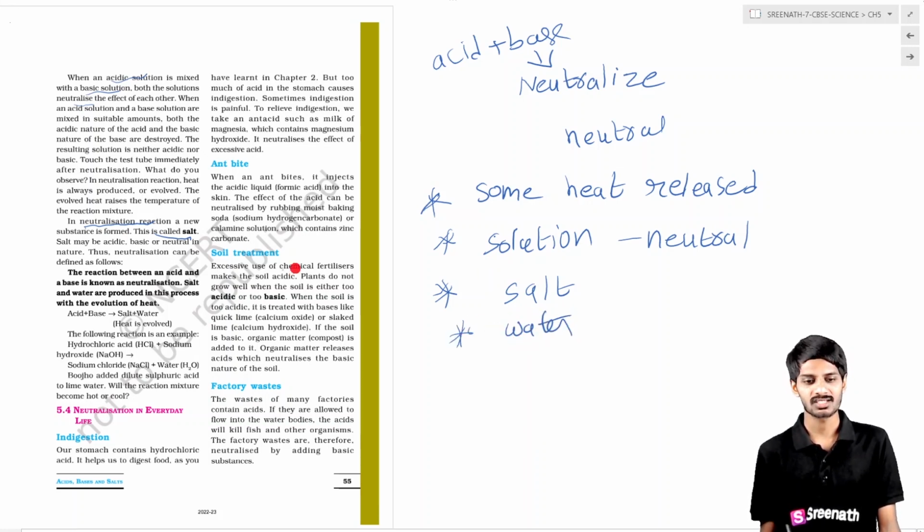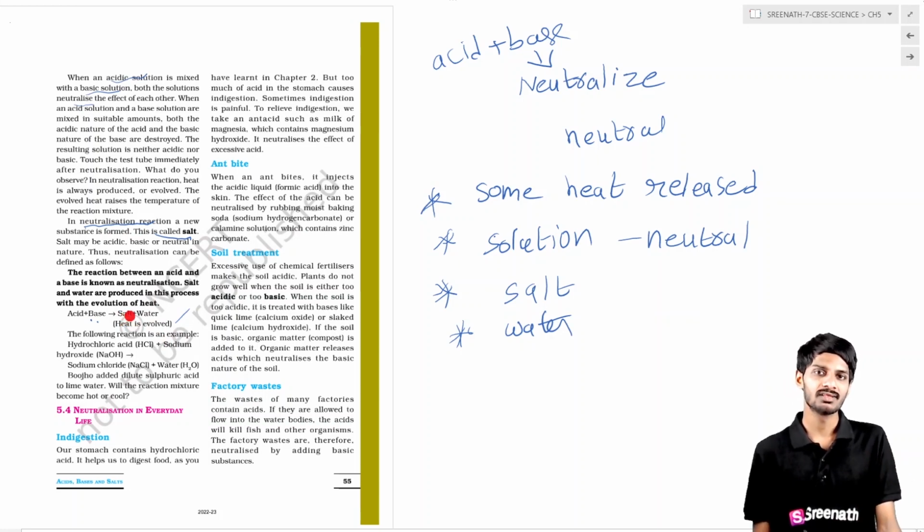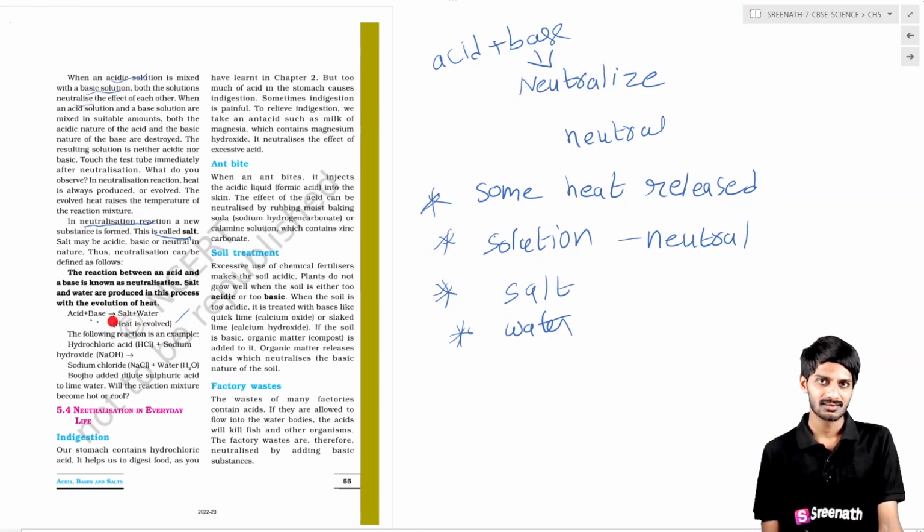So what happens? Whenever we add acid plus base, the new substance called salt is produced, some water is produced, and some heat is evolved. This happens whenever you add acid to a base, and we call the reaction between acid and base neutralization.